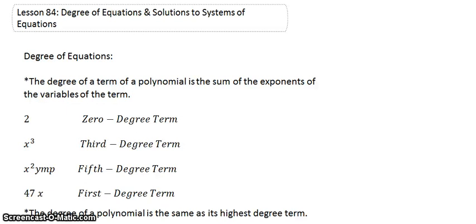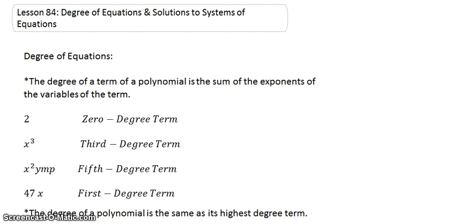In lesson 84, we're looking at the degree of equations and solutions to systems of equations. So first, looking at the degree of equations. The degree of a term of a polynomial is the sum of the exponents of the variables of the term. So if you had an x and a y, you would add their exponents together in that one term. And remember, terms are separated by plus and minus signs, but one term would be what's multiplied together.